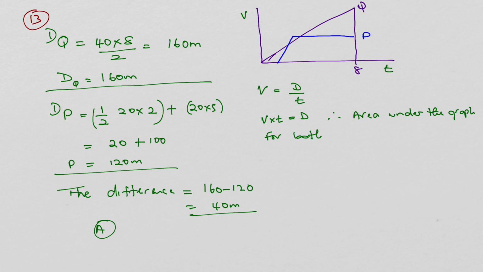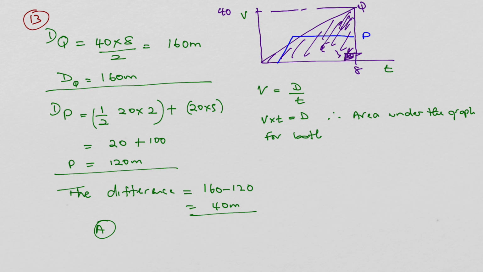So we want to find that area for Q, and that is what we've got here, the distance or displacement, equals 40, because the height here is 40. That's velocity. So that's 40 times 8 divided by 2, because it's a right-angled triangle. And that gives 160 meters. And that's the distance for Q.